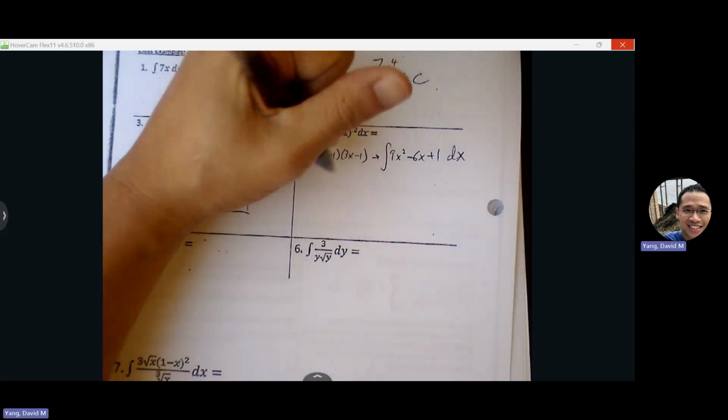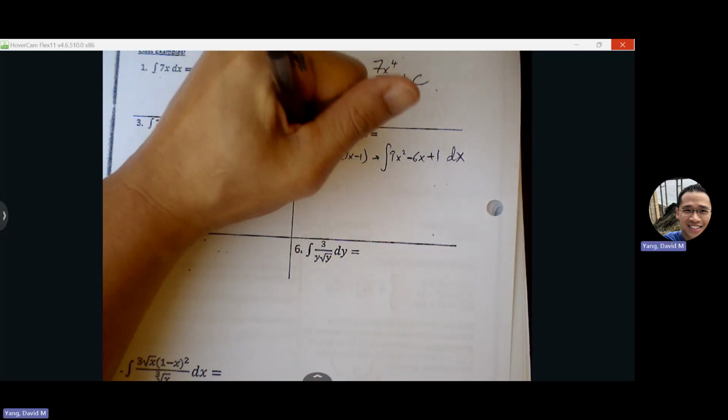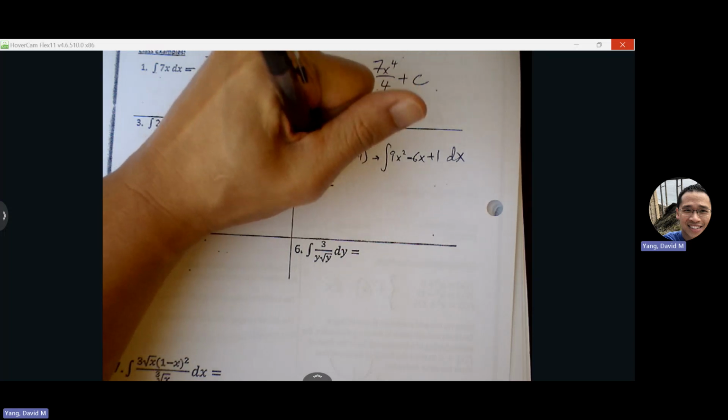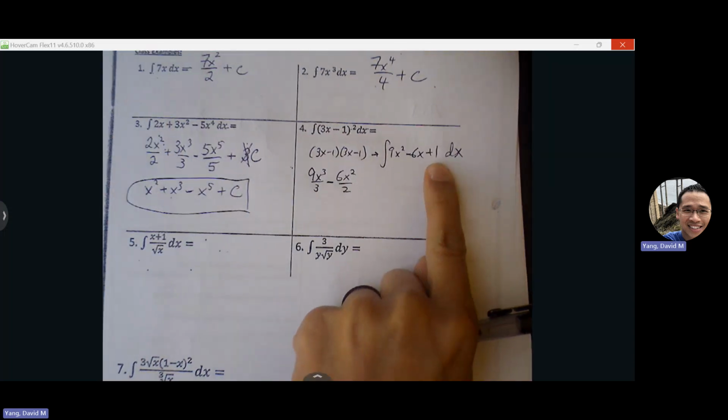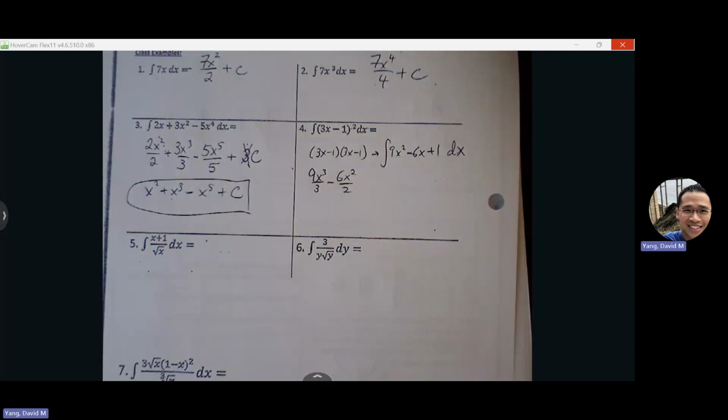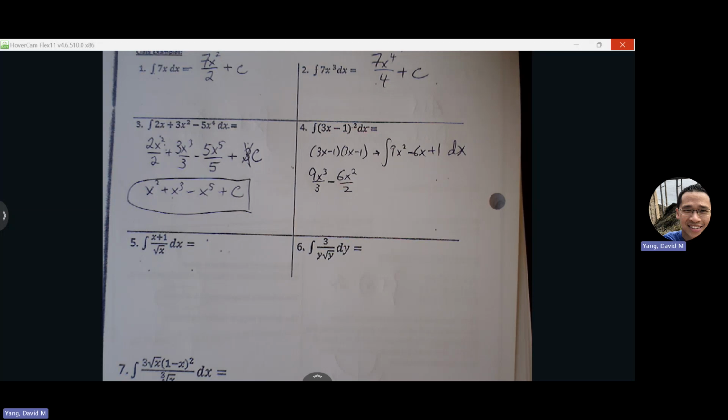Okay, every term gets power rule treatment. 9x cubed over 3 minus 6x squared over 2. Now, what is that? What do you think the 1 is going to turn into? X. Good. 1 is going to turn to x. You know how with derivatives, every degree 1 will turn into a constant. But now we're going the other direction. Every constant is going to rise up to a degree 1. So every term is going to increase this degree by 1.